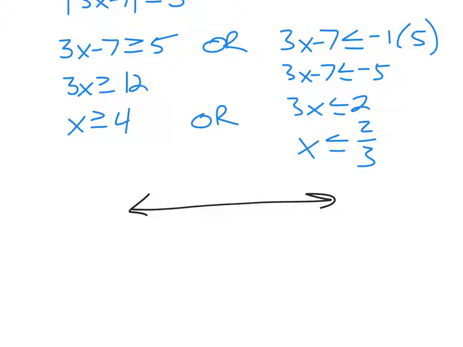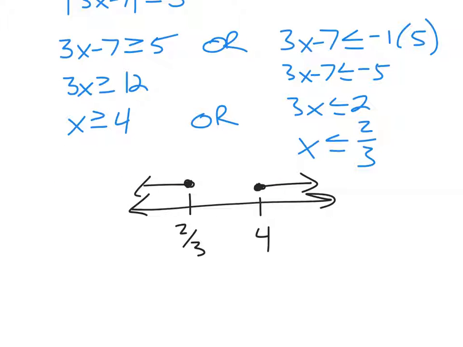So there's 2/3, and here's 4. X being greater than or equal to 4 looks like that. X being less than or equal to 2/3 looks like that. And so now, since it's an or statement, we're going to pick a number in each of these areas. Remember, these go on forever, and test them.